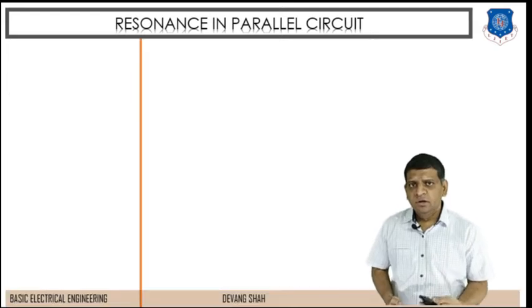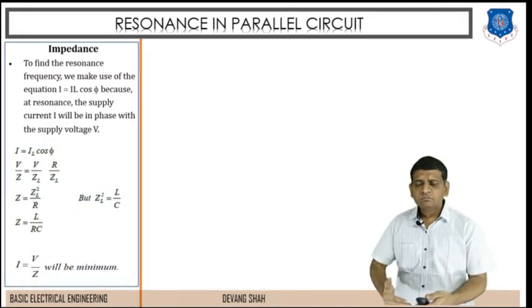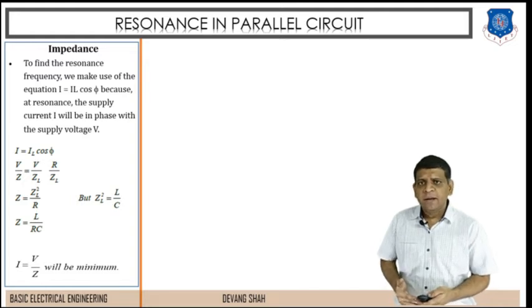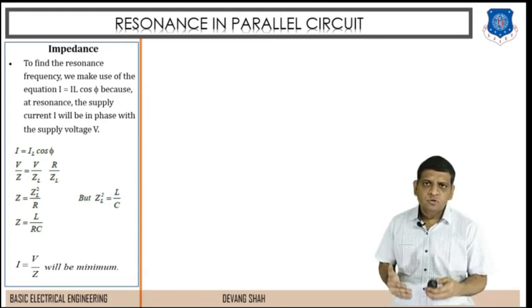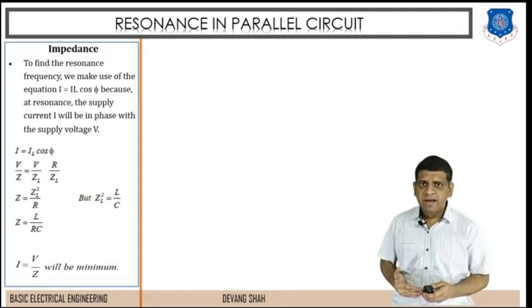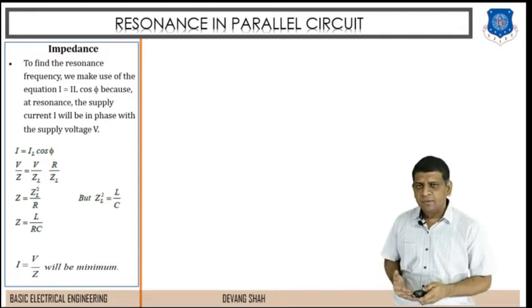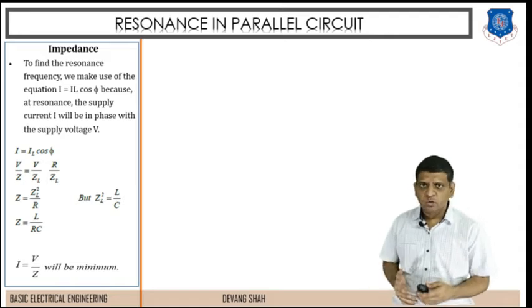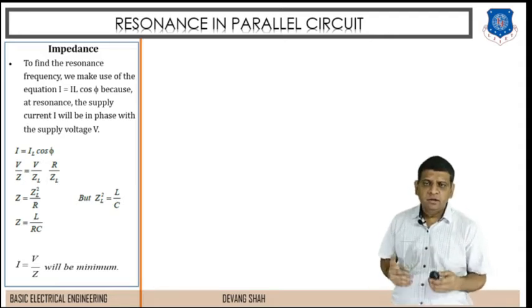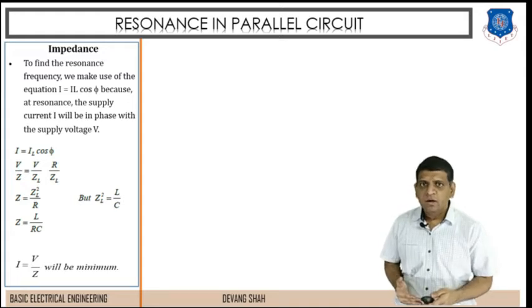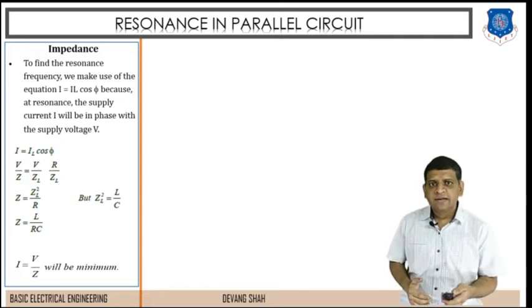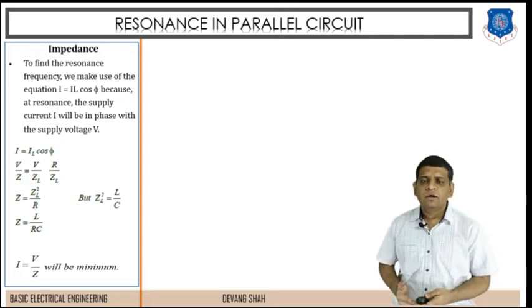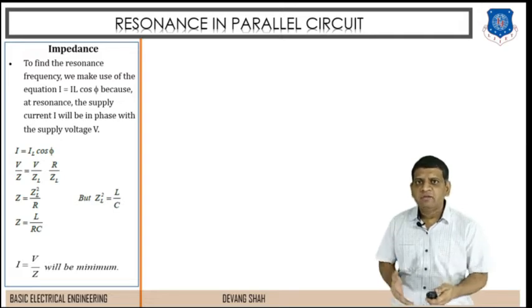Further, if you discuss the impedance of this parallel RLC circuit at resonance, you can see here I is equal to IL cos phi, where you put the values I is equal to V by Z, IL is equal to V by ZL, and cos phi is equal to R by ZL. That is from the phasor diagram, from trigonometry. From this you can find the effective impedance Z is equal to ZL square divided by R, where ZL square is equal to L by C from our previous slide. So you will find the total impedance of this parallel RLC circuit Z is equal to L divided by RC.